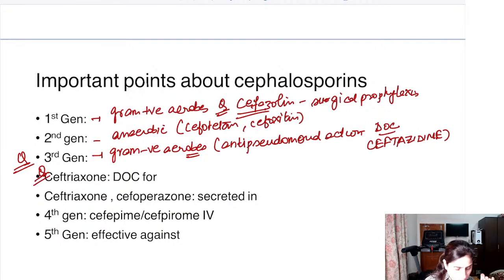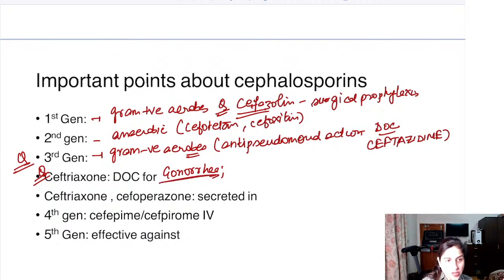Okay? Another very important drug, and it's a drug of choice for gonorrhea. The question was asked in the last exam, the drug of choice for gonorrhea. So there is only single therapy. There is no multiple drug therapies for gonorrhea. Only single drug therapy according to the latest guidelines.